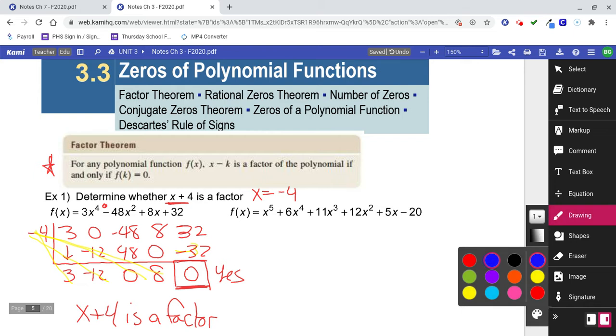So let's look at the next one. We're still using that -4. We've got a little bit bigger polynomial. 1x to the 5th, 6x to the 4th, 11x to the 3rd, 12x squared, 5x, and minus 20.